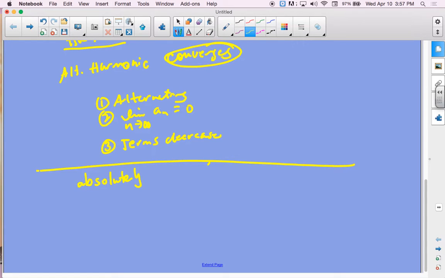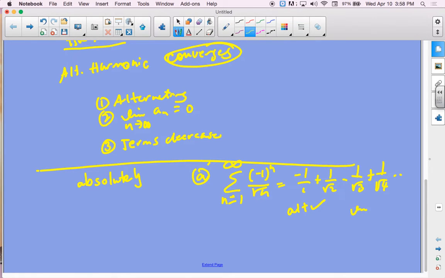Like for instance, we'll do one, A. So I have the sum of (-1) to the n power over the square root of n as n goes from 1 to infinity. All right, if I write it out, I'll get -1 over the square root of 1. Then I'll get +1 over the square root of 2, minus 1 over the square root of 3, plus 1 over the square root of 4, which I know is 2. All right, so it's alternating.